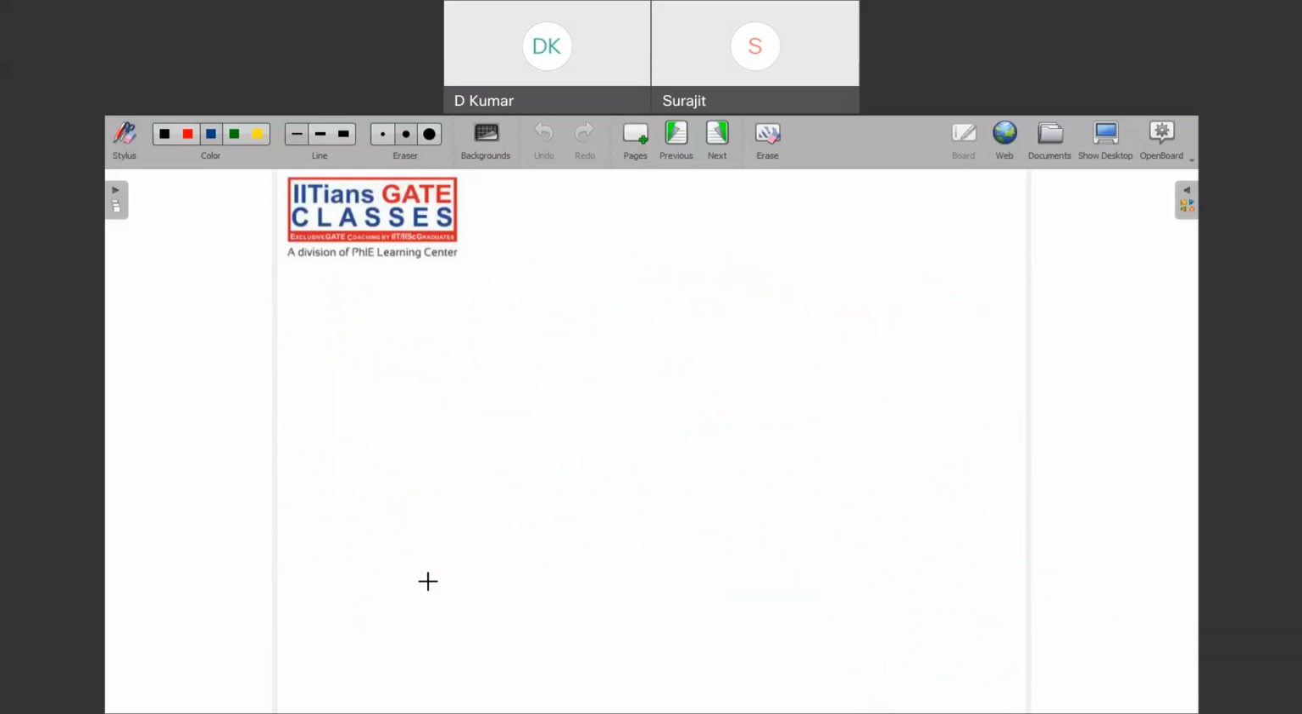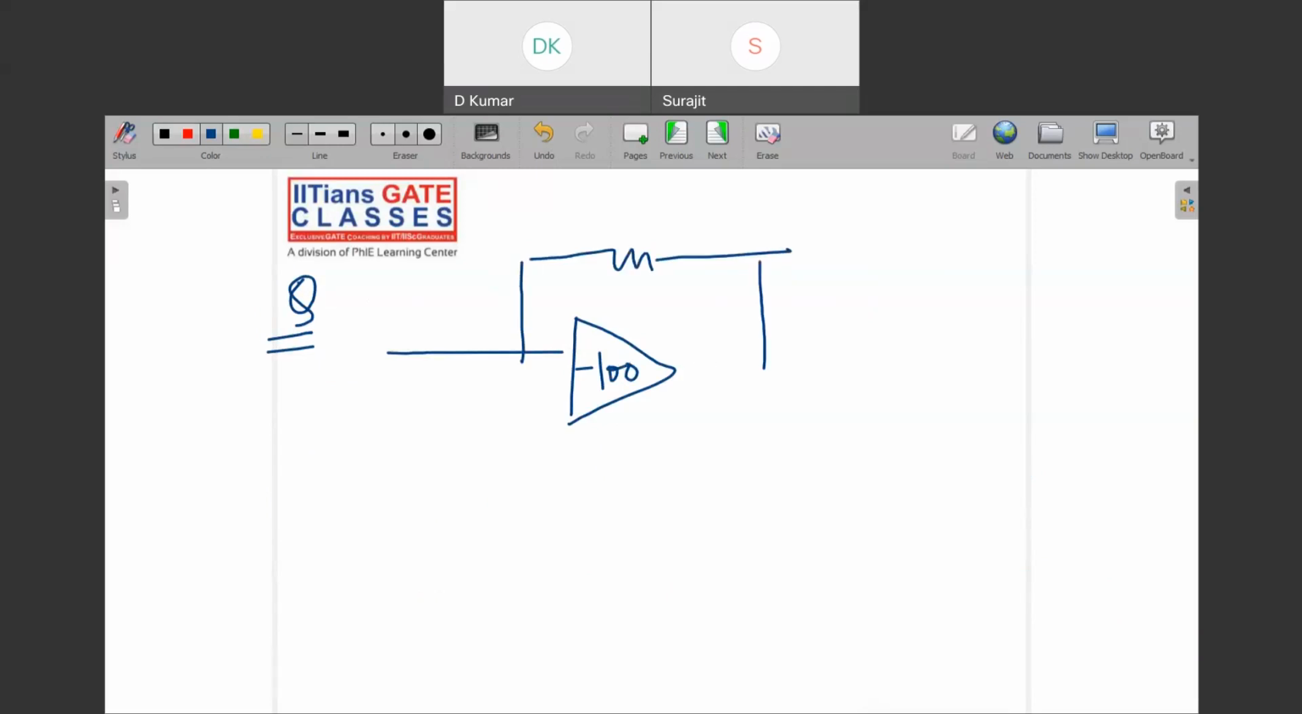Next, suppose you have to find R equivalent for this, right? In the question, they have asked for R equivalent. Suppose this kind of op amp is given with gain minus 100, and there is a feedback resistance that is this, and the gain here is finite. You have to find R equivalent from here. This kind of question you can expect in exams, small questions, okay.